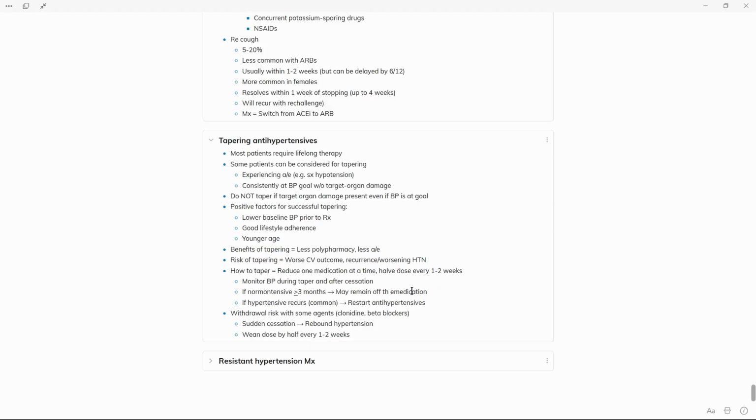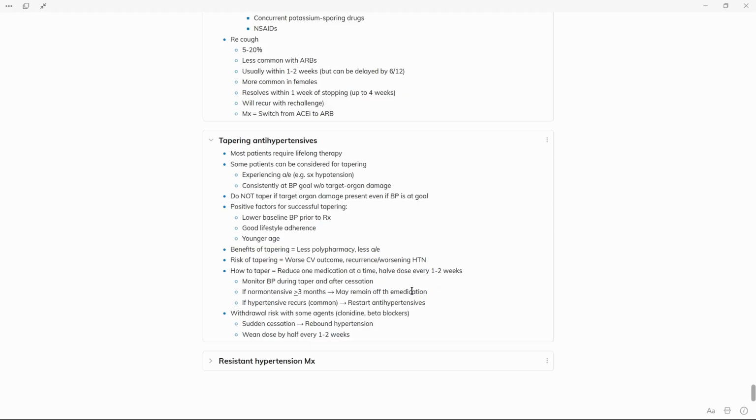Positive factors that predict more successful tapering are a lower baseline blood pressure prior to starting treatment, good adherence to lifestyle, or being younger. The benefits of tapering are less polypharmacy and less risk of side effects. But the risk of tapering is that you can have a worse cardiovascular disease outcome or recurrence or worsening of their hypertension. But if you decide that this patient is safe to taper, how do we taper?